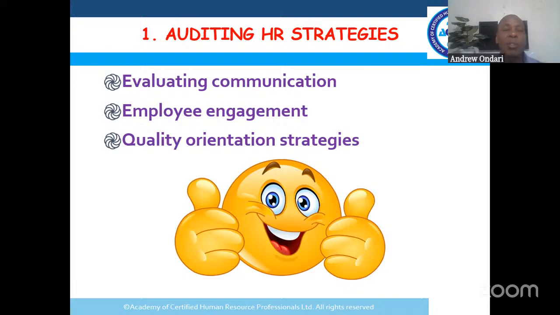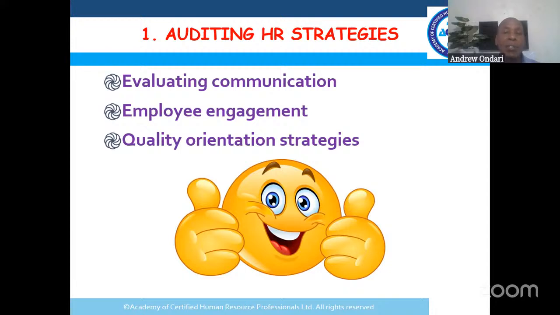So we are not going to look at communication in the form of the process of communication, challenges of communication or barriers, but we are going to look at how we can audit communication in a way that it helps us to achieve our objectives, both in the human resource department and the whole organization.